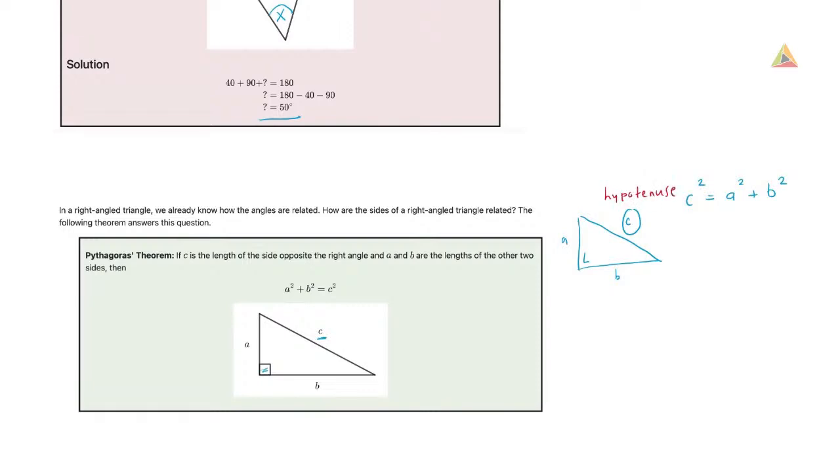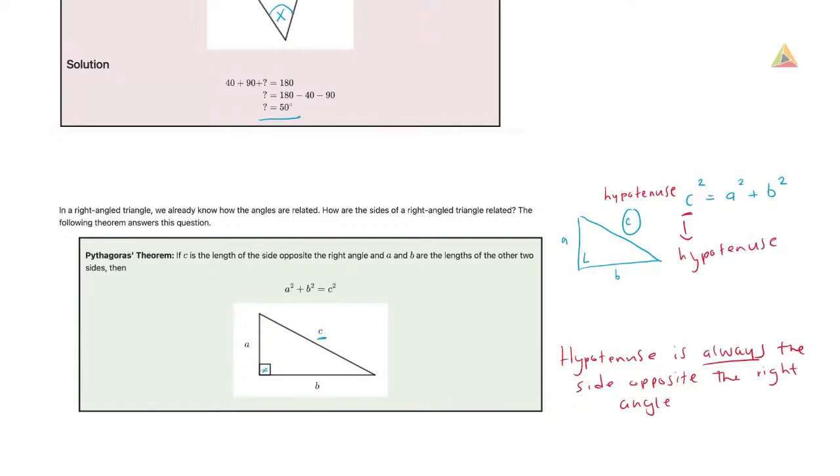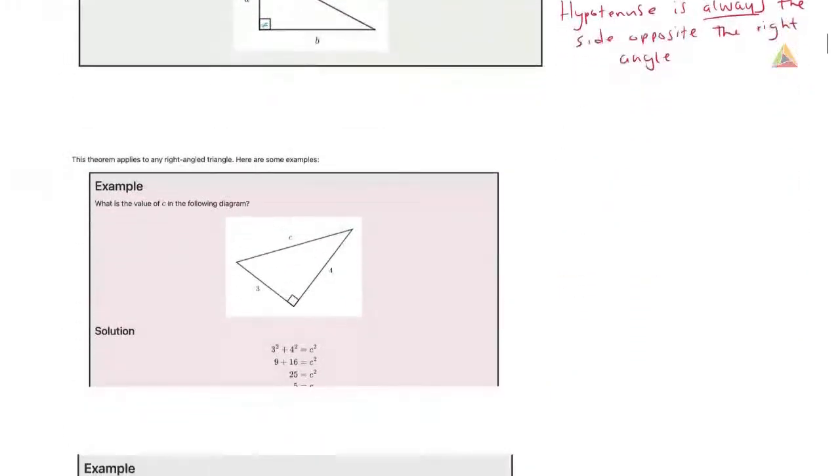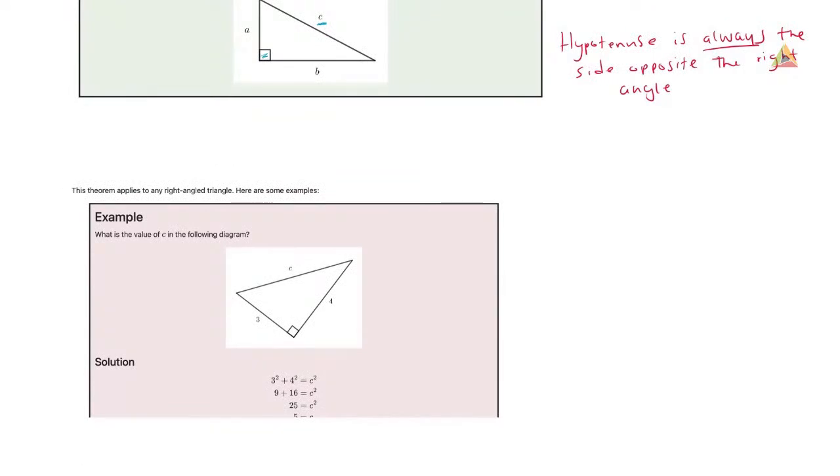And the hypotenuse is always the side that's opposite the right angle. So I'm just going to write that down. So the hypotenuse is always, so this never changes, so it's always the side opposite the right angle. And in this case, C is the hypotenuse. So the hypotenuse squared is equal to the sum of the other two sides squared. Okay, I'm going to move on. So this theorem applies to any right angled triangle.